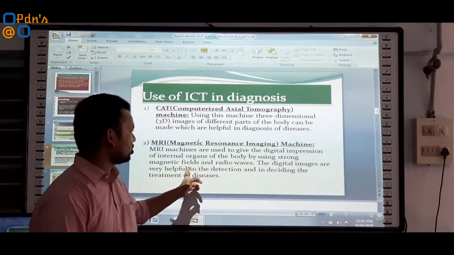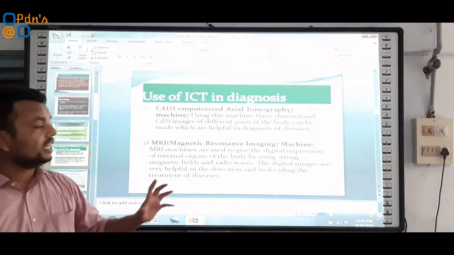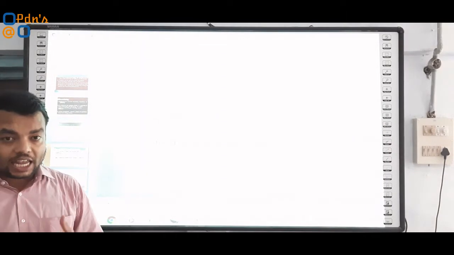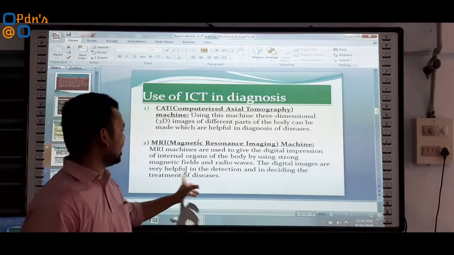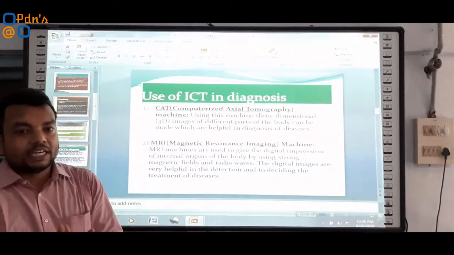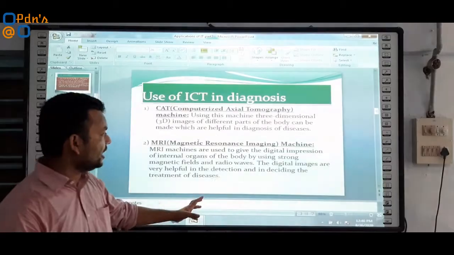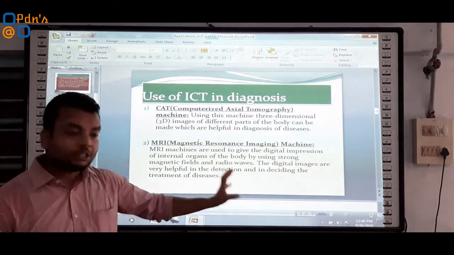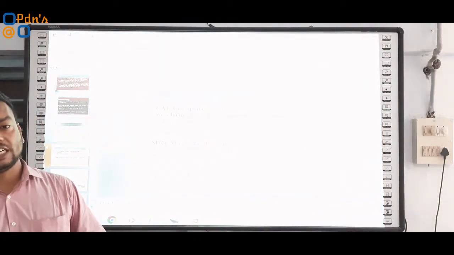This MRI machine uses a strong magnetic field and radio waves. By means of a strong magnetic field and radio waves only, these machines operate and find out if any deformity is present inside the internal body parts of our body. Once the MRI scan is done, it will produce a digital image of each and every internal body part, and after obtaining those digital impressions, it will be beneficial in identification and deciding the treatment for a particular disease for that organ.